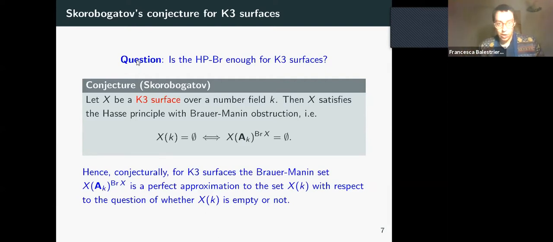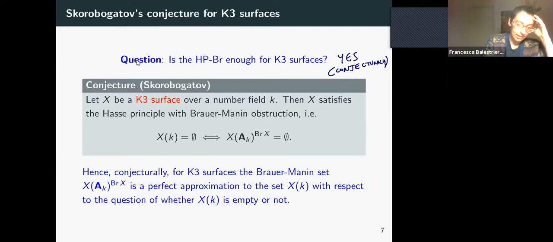But there is one conjecture by Skorobogatov. And according to this conjecture, the answer to this question should be yes, conjecturally. So this is the content of this conjecture. And again, this is for K3 surfaces.